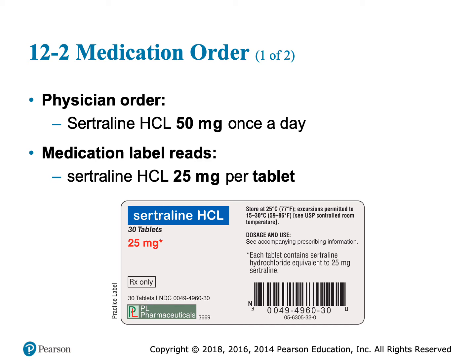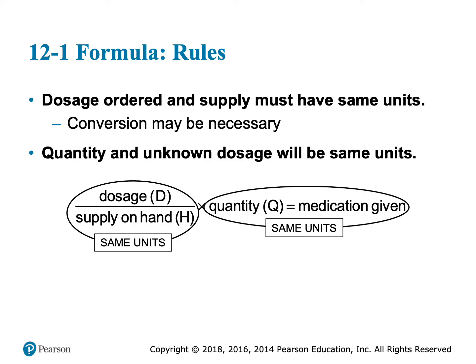It represents the H, right? It's what we have. And the quantity, the Q, is per 1 tablet. Okay? So again, the dosage ordered and the supply need to have the same units. D and H need to have the same units.